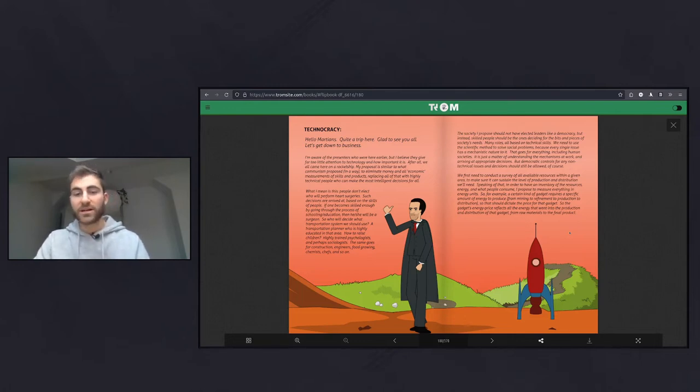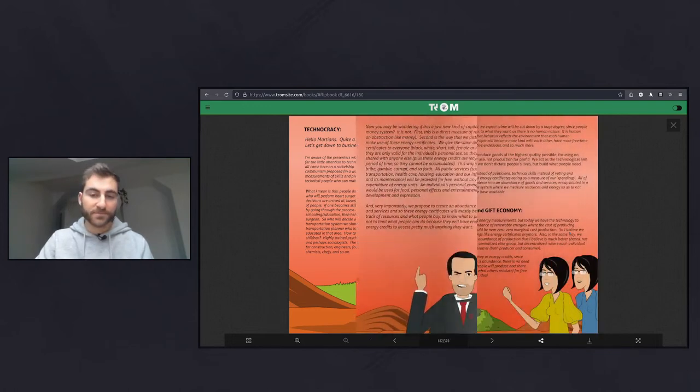So, for example, a certain kind of gadget requires a specific amount of energy to produce, from mining to refinement to production to distribution. So that should dictate the price for that gadget. So the gadget's energy price reflects all the energy that went into the production and distribution of that gadget, from raw materials to the final product.